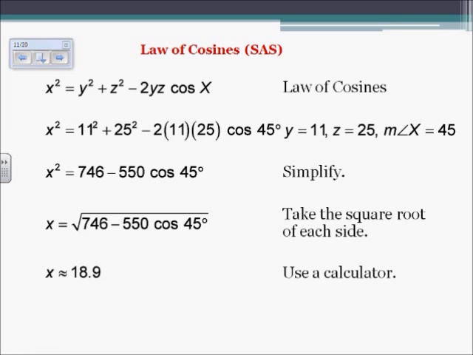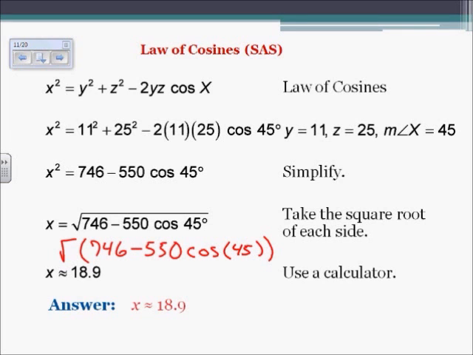Now typing that in your calculator may be another trick, so we'll show you the keystrokes here. Square root button kicks out its own parentheses, 746 minus sign, 550 cosine, which kicks out its own parentheses, 45, close for the cosine, and close for the square root. So that would be the key sequence for the calculator solution. And again, repeating the answer, the final answer was x is approximately 18.9, and that is one version of the law of cosines.